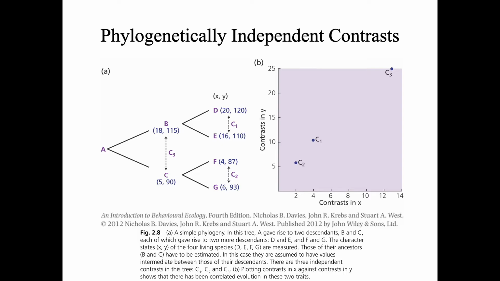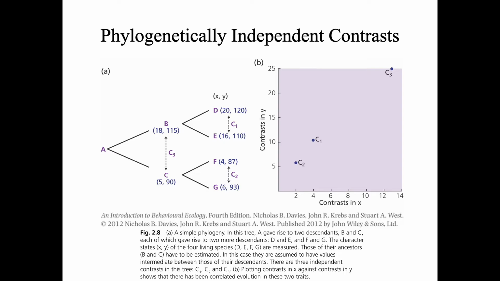So you take taxon D and taxon E. What's the difference for trait X? What's the difference for trait Y? And you plot that. You look at F and G. This is contrast 2. 4 and 6, they differ by 2. 93 and 87 differ by 6. So 2 and 6 would be right there.